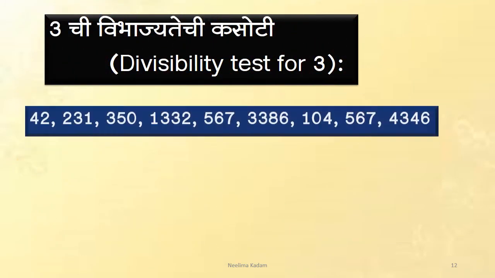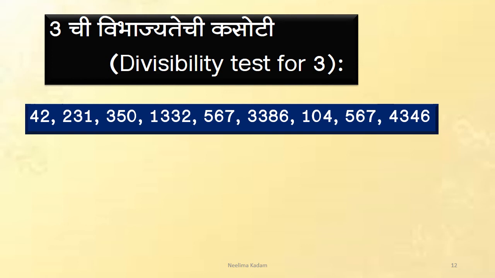Dear students, you can do these sums. Here are the sums for practice. What do we have to do? Suppose I am taking the number 1332. We only add the digits, that is 1 plus 3 plus 3 plus 2. So what will the total be? 1 plus 3 is 4, 4 plus 3 is 7, 7 plus 2 is 9, and 9 is divisible by 3. Therefore this number is divisible by 3.